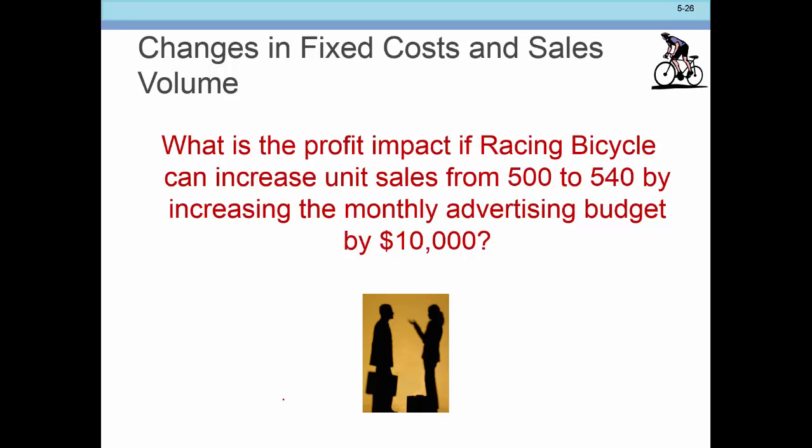And so what happens? We have this company that's selling these racing bicycles again, and the sale is $500 per unit, and they're thinking that they could increase the sales price per unit by $40. In order to do that, they think they're going to have to spend $10,000 on an advertising budget. Should they do this?